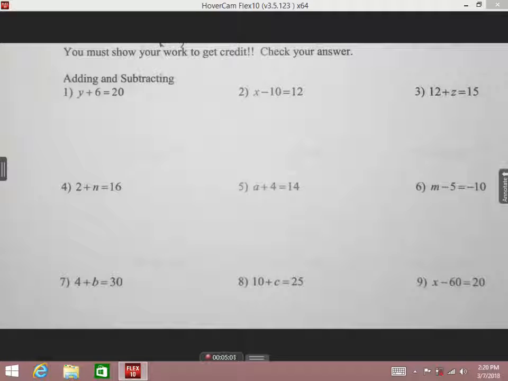Y and 6, do they need to be separate? No, because I'm actually doing something with them, right? So where would I have a good separation? Ella? They equal, because y plus 6, that's something that I do. And then it equals 20. Do you see how those are two separate things? Y plus 6 is an action. 20 is an answer. Y'all see that?